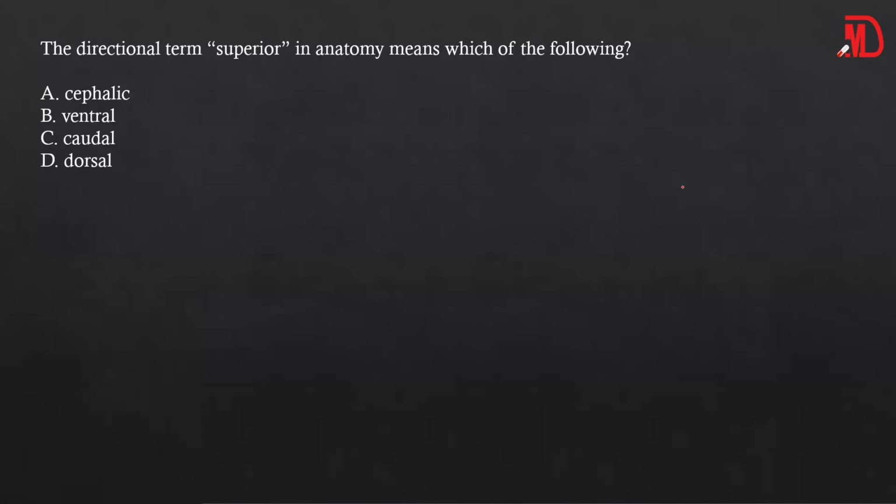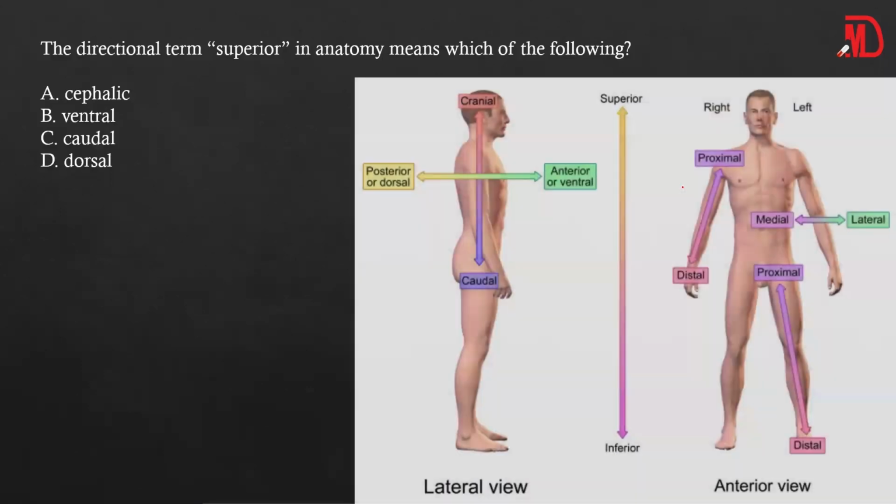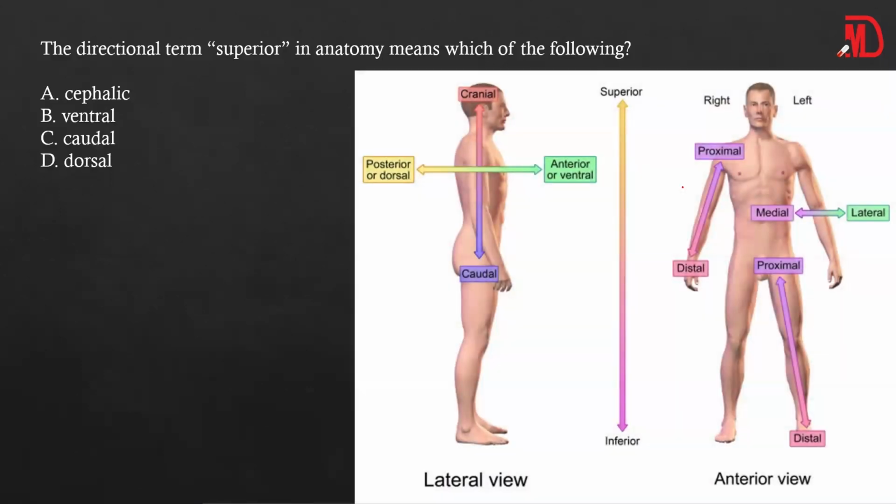The directional term superior in anatomy means which of the following? Superior. So when we say superior, what does it mean? Is it cephalic? Is it ventral? Is it caudal or is it dorsal? For now, I'm sure you know what dorsal is. Dorsal means posterior, ventral means anterior, right? Now let's look at the other terminologies that they are giving to us, and we'll use this to help us explain. All right. So let's take the lateral view of this gentleman.